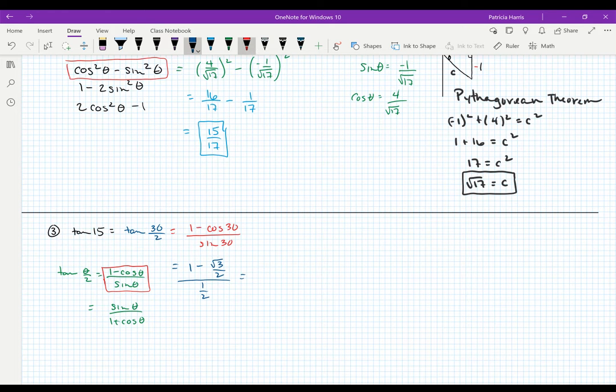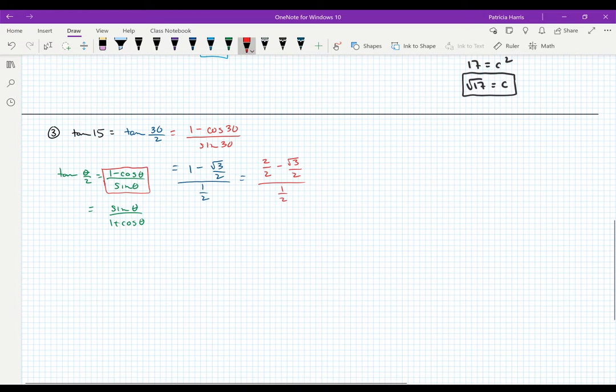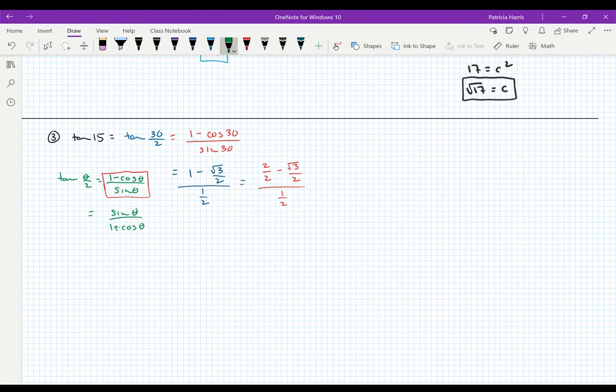We're going to find a common denominator for that one, which is 2 over 2 minus radical 3 over 2. There's a lot of 2's. Okay, you can get lost. Okay, so since we have a common denominator, our denominators don't change, they stay the same. That's a big old division problem now.